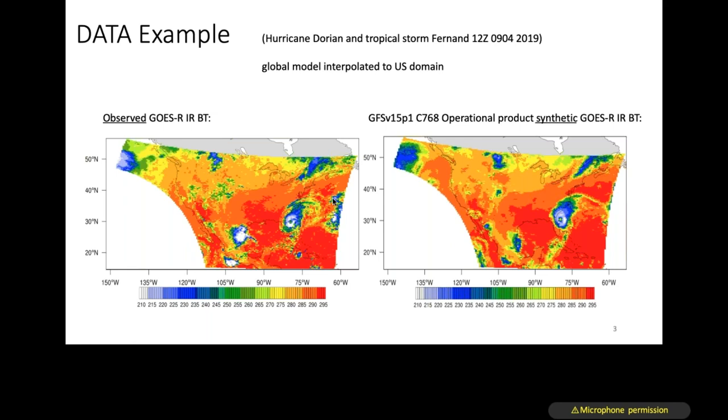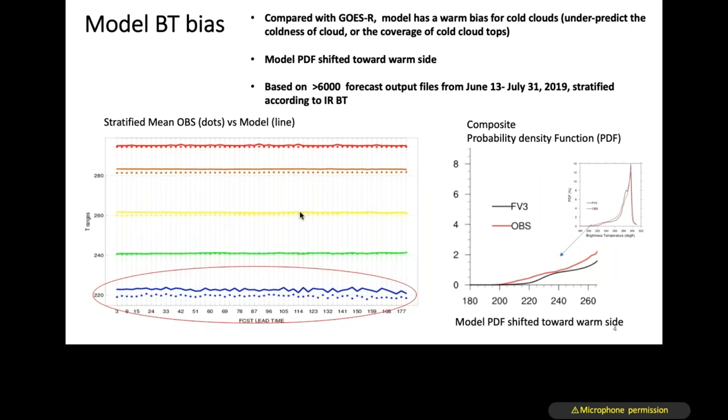You can see these cold BT areas in the blue and white. They represent the storm areas. So this just gives you an idea of what the data look like. We collected a lot of these observation and model forecast data, and then we stratified the data into a few groups according to their temperature. So we look at the different groups' mean BT values.